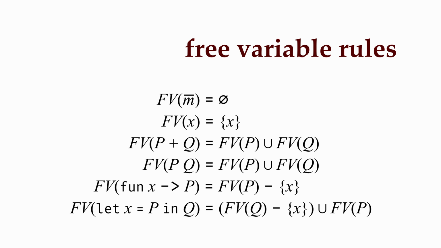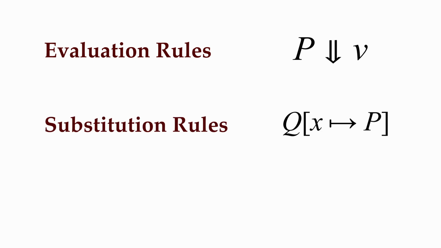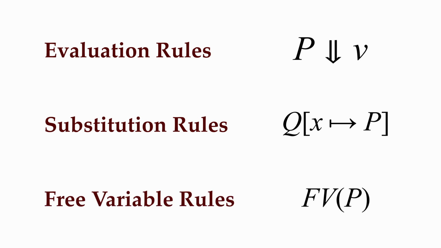But let's now take a step back and remember why it is that we're defining these rules at all. We started with trying to define a set of rules for evaluating expressions. But some of those rules required performing substitution, so we needed a set of rules for substitution. And some of our rules for substitution required knowing which variables are free and bound, which led us to define a set of rules for free variables.